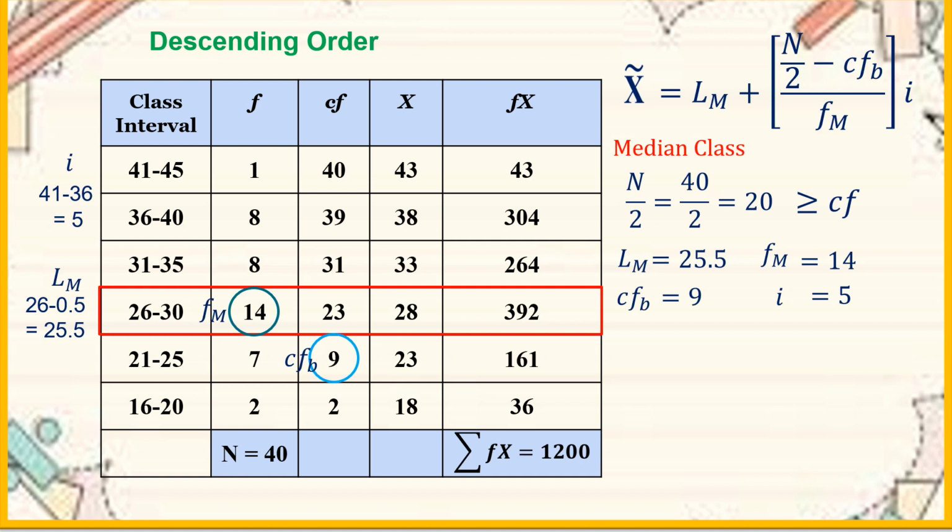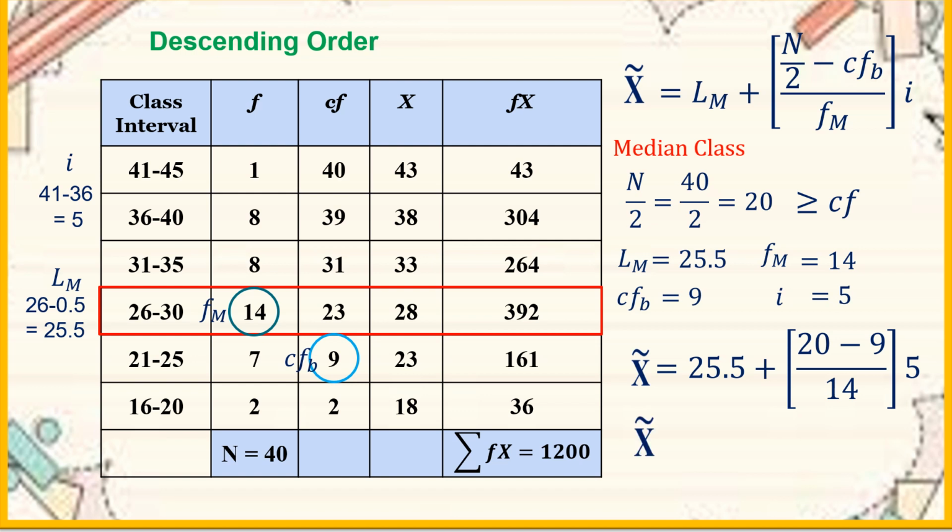Then we are going to substitute the values to our formula. So median is equal to 25.5 plus 20 minus 9 divided by 14 times 5. In doing this, subtract first, then divide, then multiply, plus 25.5. So it will be equal to 29.43, correct to 2 decimal places.